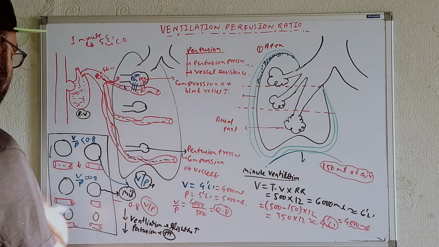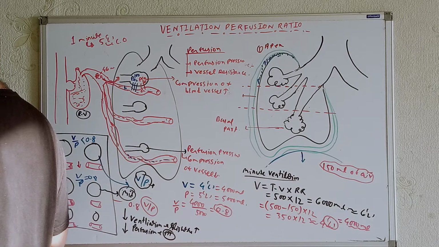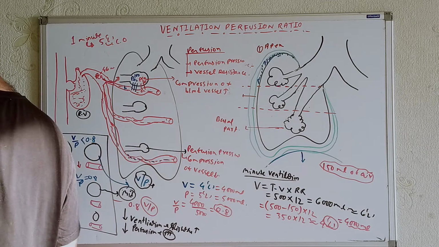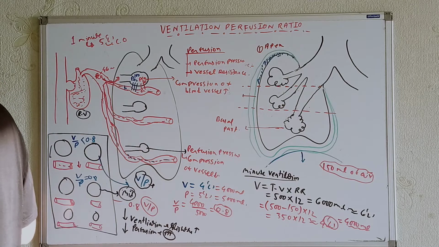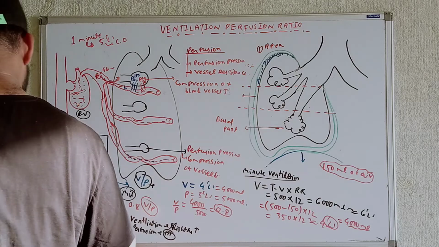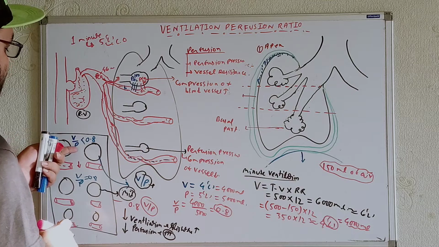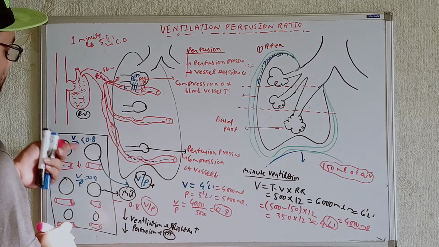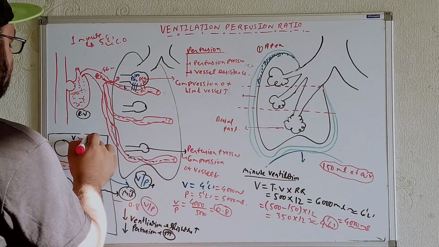We will get the ventilation perfusion. Okay, let me show over here, then it will be better for you. See, in these cases, the ventilation will be slightly decreased, but the perfusion will be severely decreased. As a result, we will get the ratio that will be more than 0.8.